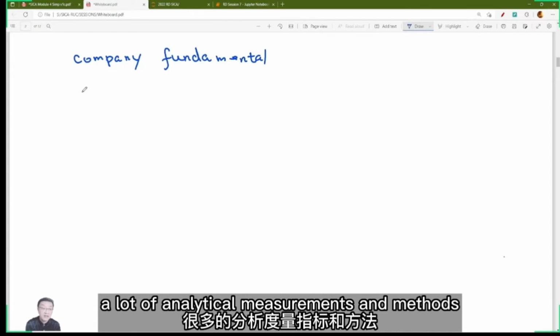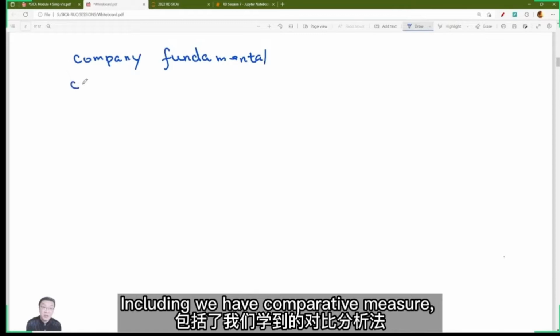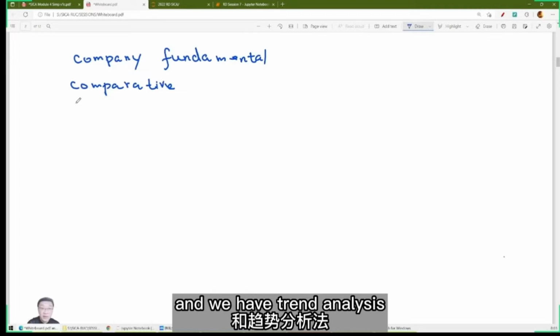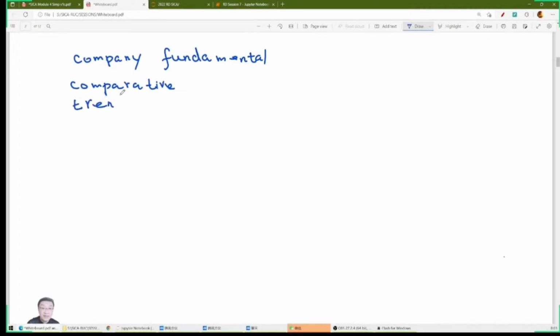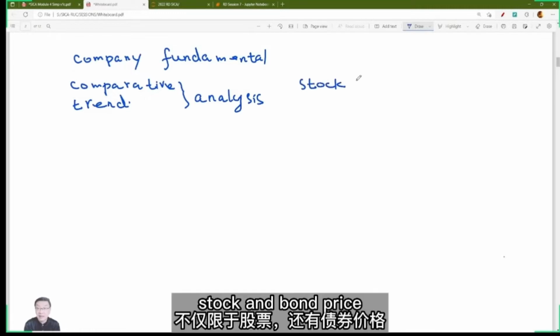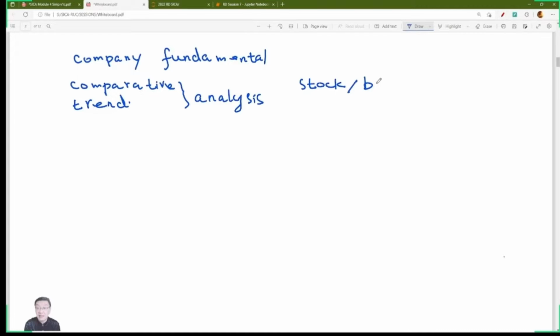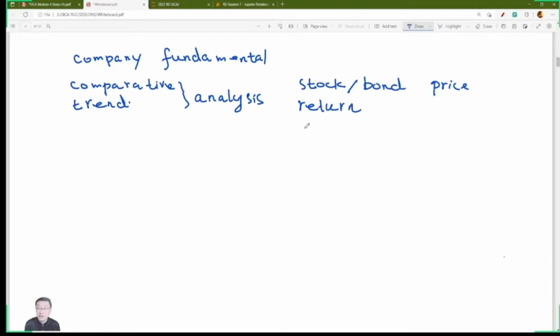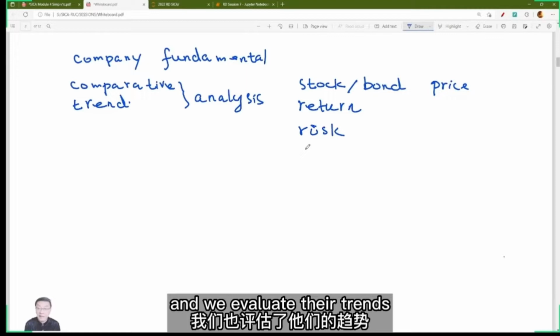Previously, we have learned a lot of analytical measurements and measures, including comparative measures and trend analysis. And we have learned a lot of analytical measures about stock and bond prices. We learn their returns, we learn their risks, and we evaluate their trends.